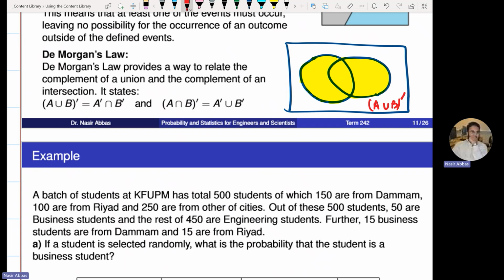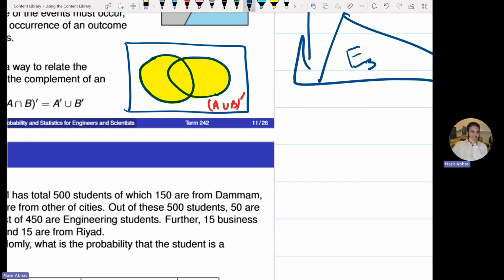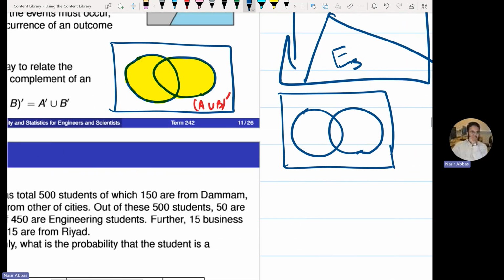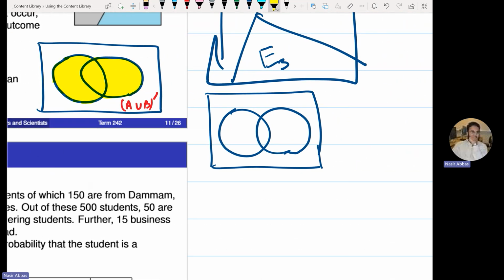Now come from the right side. Here I will make that. A, B. The right side says A complement intersection B complement. Okay, so I will highlight A complement with the yellow color. So I will highlight everything outside A. Correct? And I will highlight the B complement using blue color. So everything outside B.